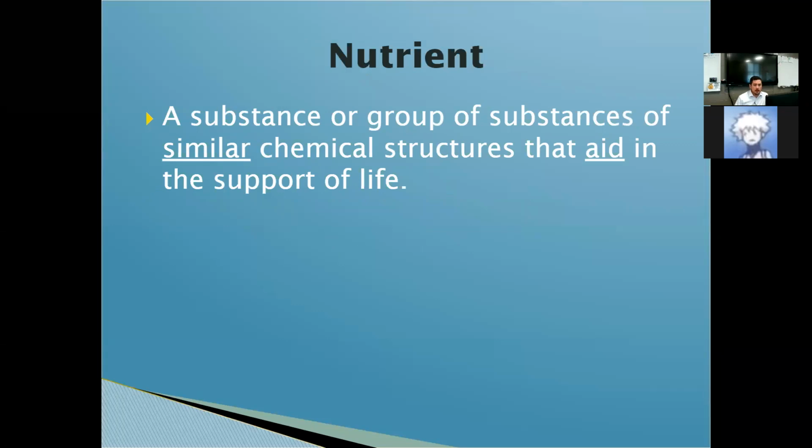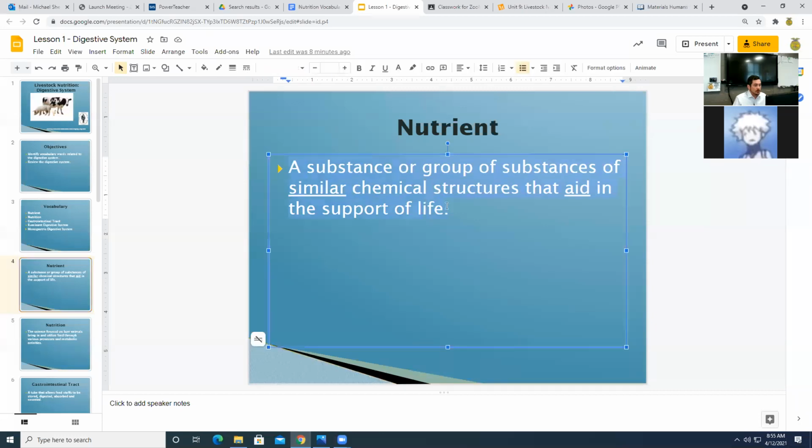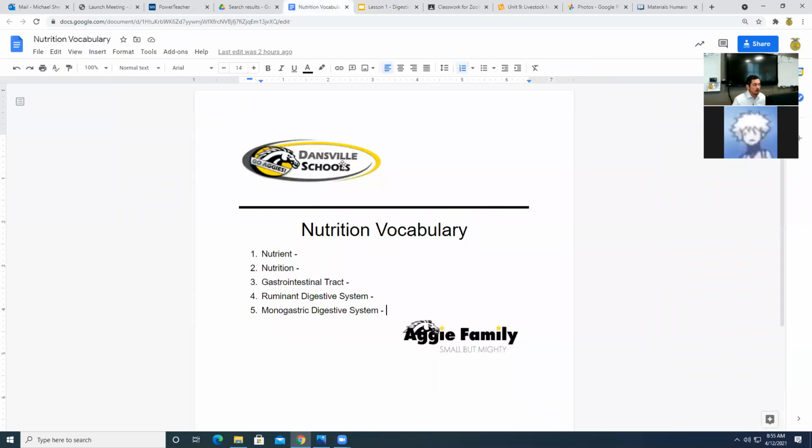So let's start with nutrient. A nutrient is a substance or group of substances of similar chemical structures that aid in the support of life.